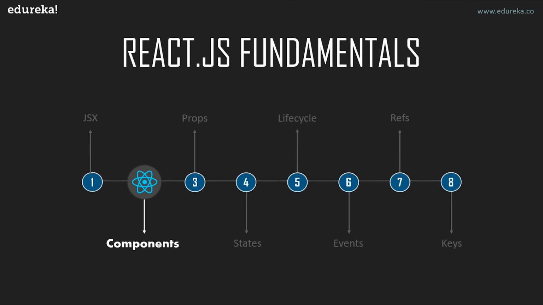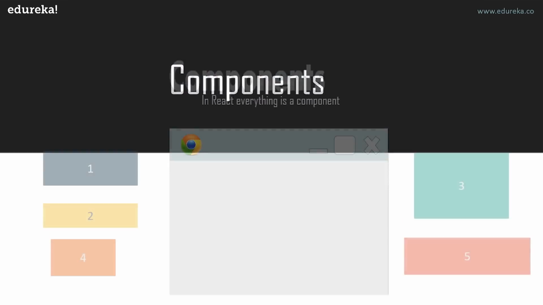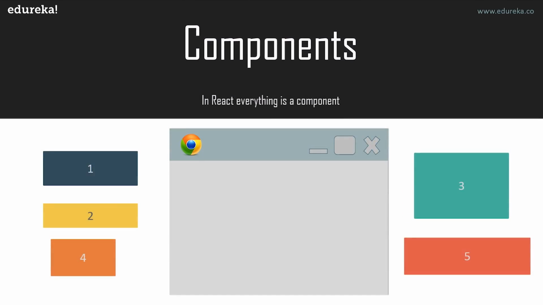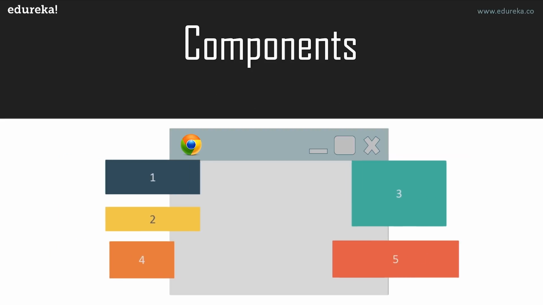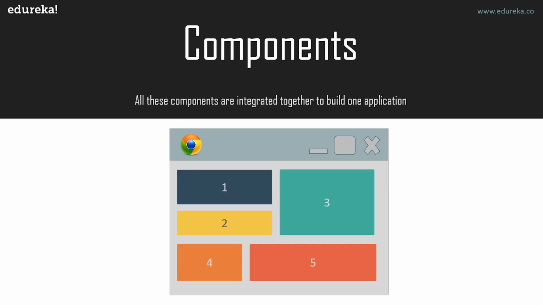Now let's move to another fundamental of React.js, that is components. Now we'll talk about components in detail. First thing first, in React, everything is considered a component. On the screen, you can see that there are multiple components, 1, 2, 4, 3, and 5. And on the web browser, we need to add them just like components. They have been added just like widgets or sections or web parts, or specifically components. And all these components are integrated together in React to build one React application.